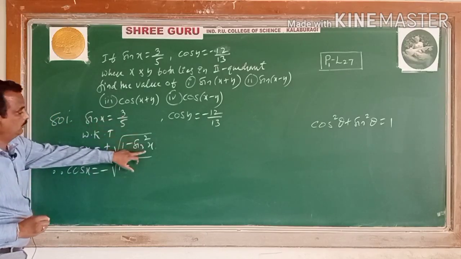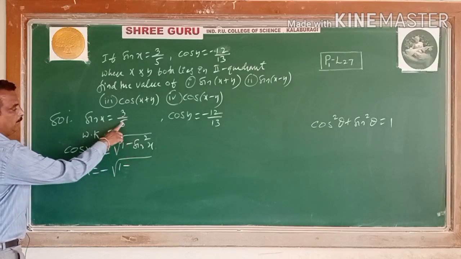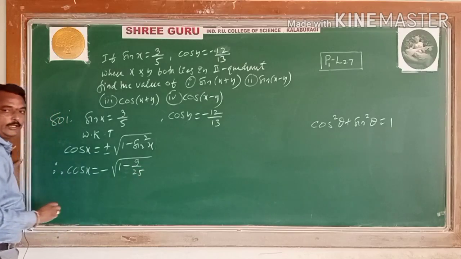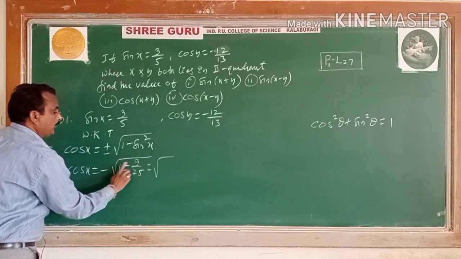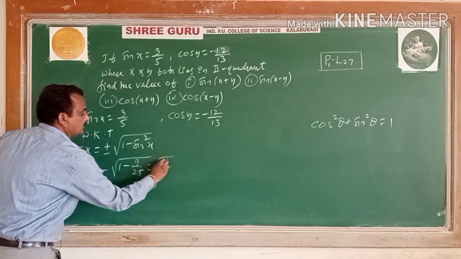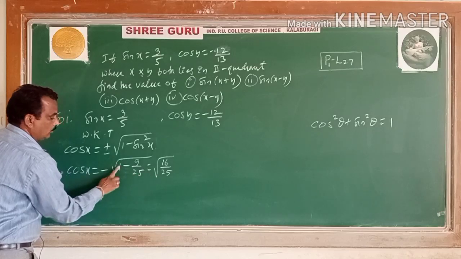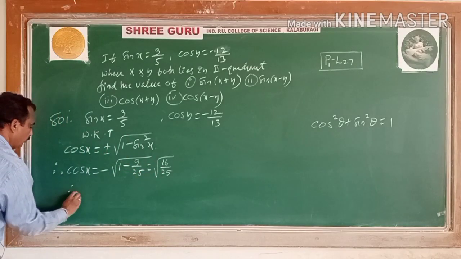Here sin x is given, and you will get cos x. What is sin x? 3 by 5. Square of that is 9 by 25. Directly substituting here and simplifying, taking LCM 25, 25 minus 9 is 16. So it is the root of 16 by 25.